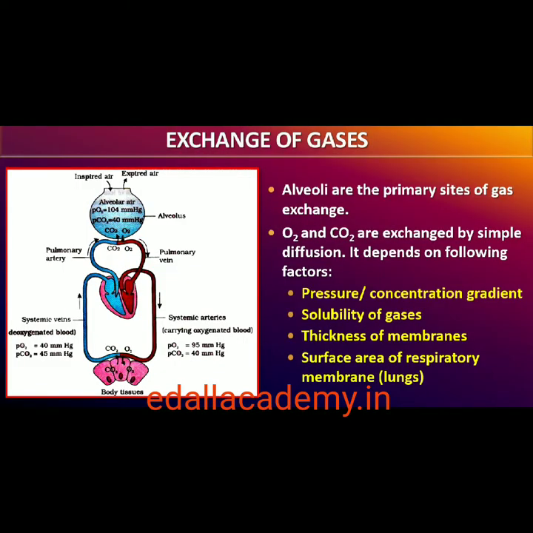17.3 Exchange of gases. Alveoli are the primary sites of exchange of gases. Exchange of gases also occurs between blood and tissues. O2 and CO2 are exchanged in these sites by simple diffusion, mainly based on pressure or concentration gradient. Solubility of the gases as well as the thickness of the membranes involved in diffusion are also some important factors that can affect the rate of diffusion.